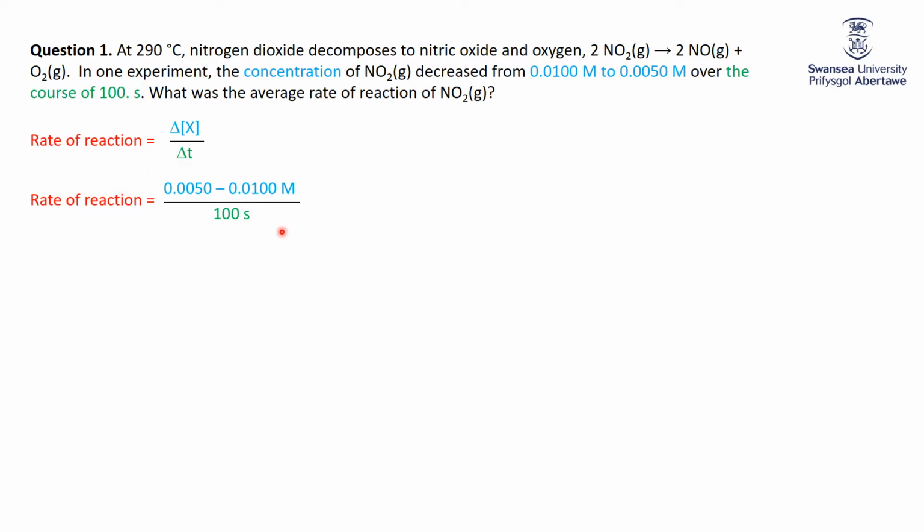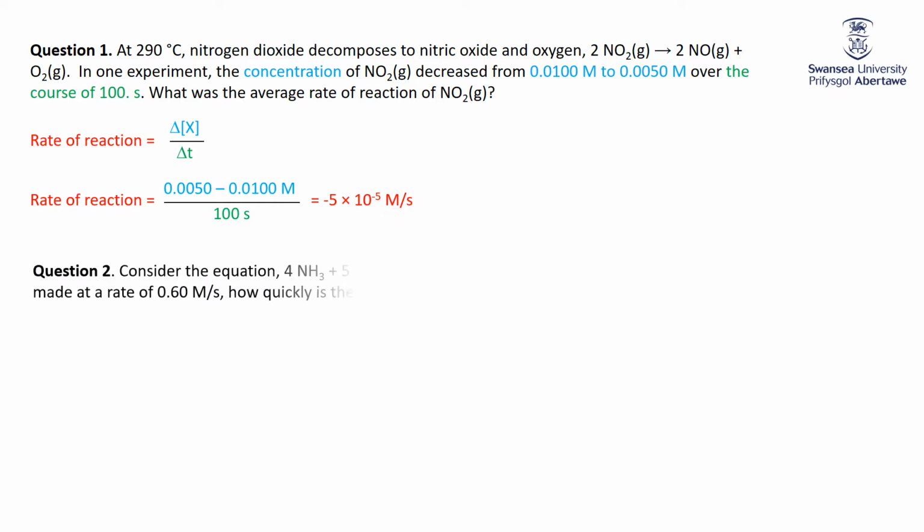Now, this is the average change over that 100 seconds. We've got no idea about what's happening between 10 and 20 seconds or 60 and 70 seconds, but we do know over 100 seconds this was the change in the NO2. So punch that in and we get that it was minus 5 times 10 to the minus 5 molar per second, or moles per litre per second. Okay, so rate is always change in concentration over change in time. So units of rate will be whatever concentration you're using, which we always use molarity, and then seconds, minutes, hours, whatever is the appropriate unit for time.